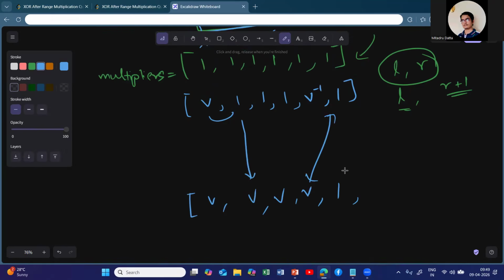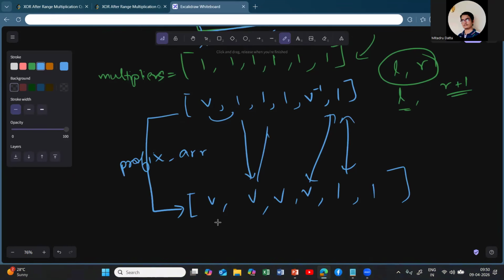It will be again 1 into 1. Okay, it will be 1. So I hope you do understand. I hope you know about prefix array. Okay, I am not explaining that. So if you try to find the prefix array of this, it becomes simply this. And this gives you the exact multiplier.